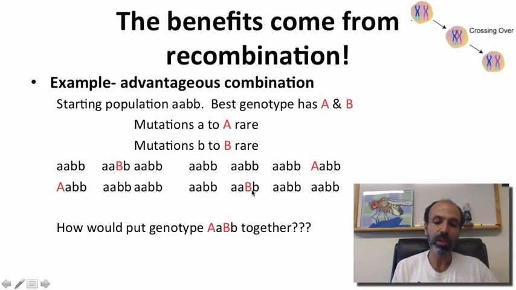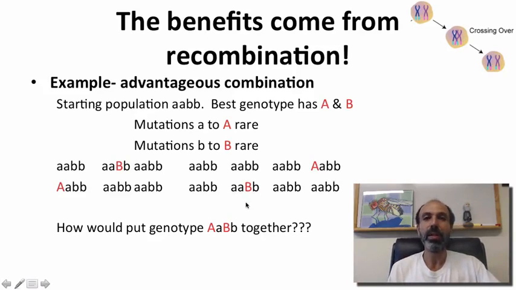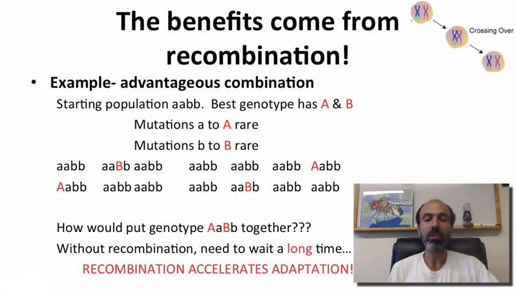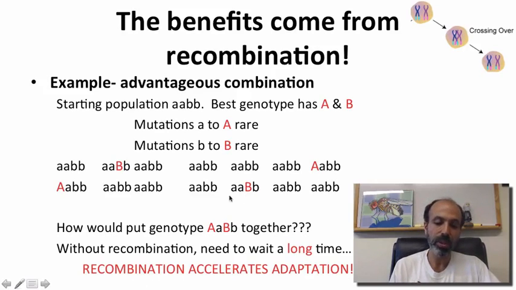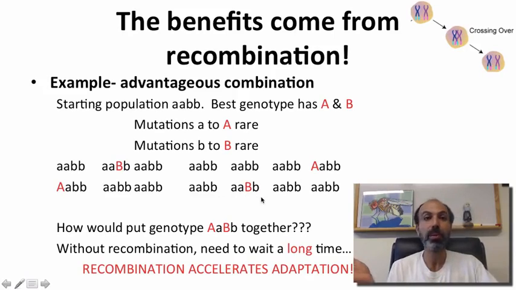In this individual here, you'd have to wait for a big A to arise either in this individual or in one of its offspring. You have to wait for mutations. So without recombination, you need to wait a very long time to get the optimal genotype. In contrast, if you have recombination, you can accelerate adaptation. Basically, this individual could have a baby with this individual, and some of the offspring would have that optimal genotype. So recombination can make advantageous mutations get together much more rapidly. This allows for more efficient adaptation.